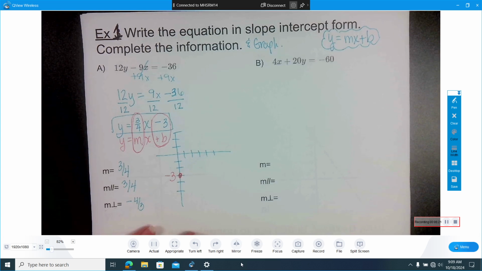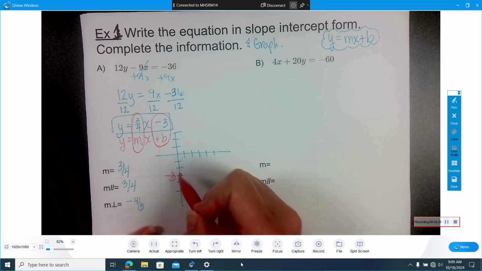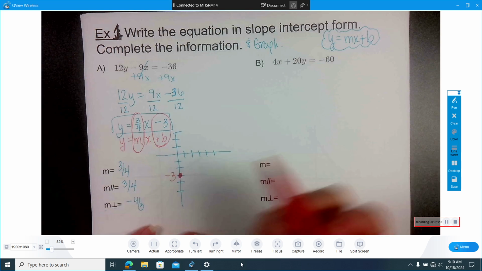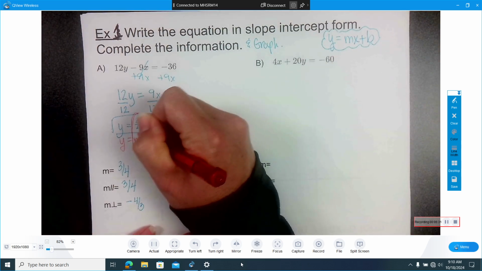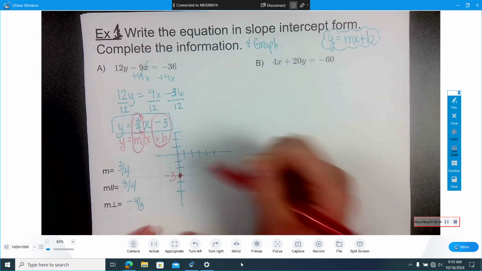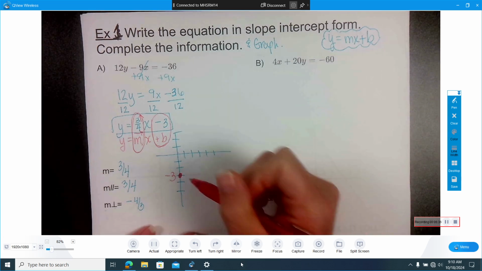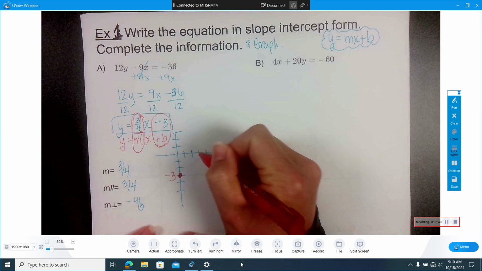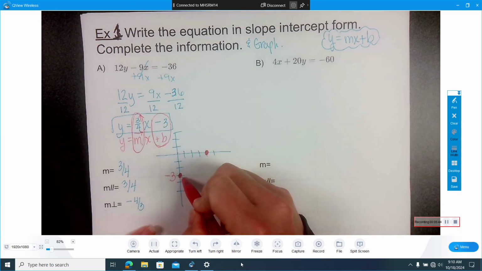Please put a dot on the y-axis. That's where you begin from. Start there. Place a dot. Big beginning point. And then we're going to count the slope. Up 3, right 4. Always to the right. Don't go the other way. Up 3, 1, 2, 3. Over 1, 2, 3, 4. To the right 4. Up 3, over 4.